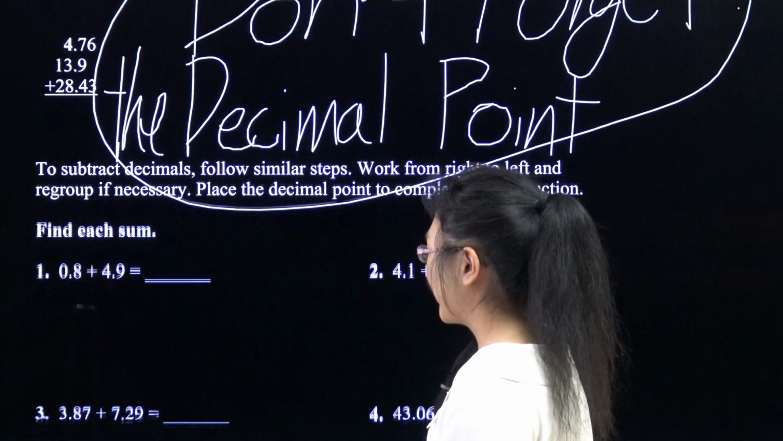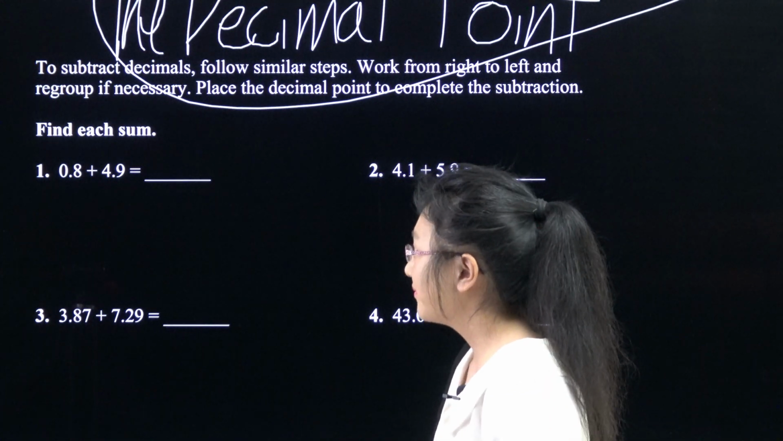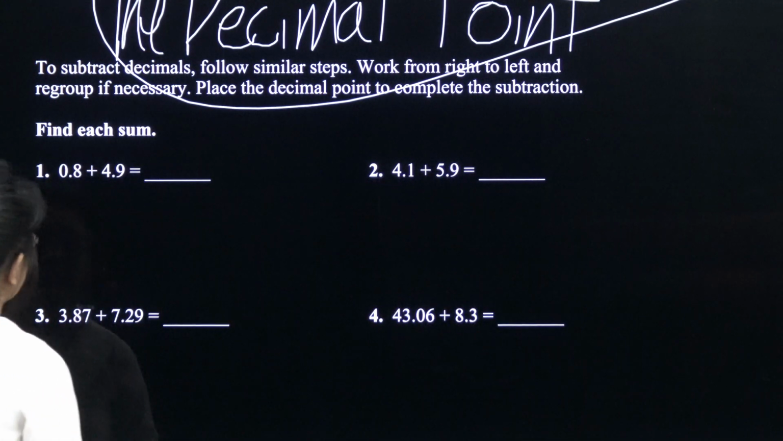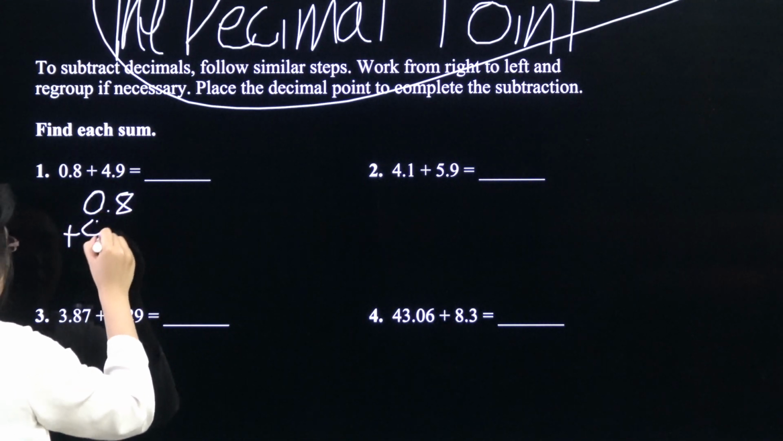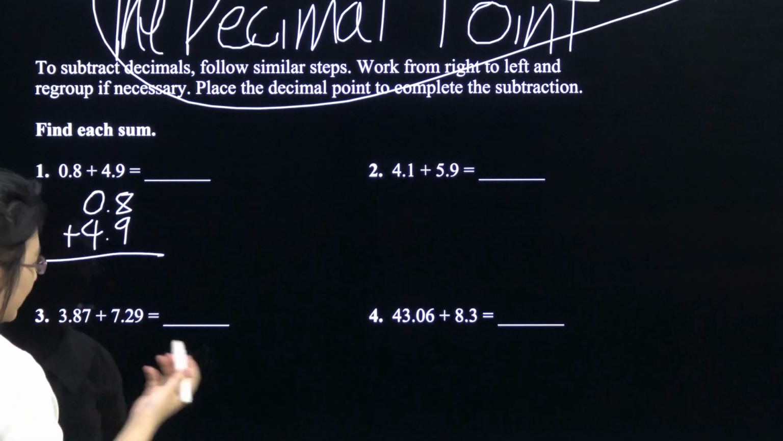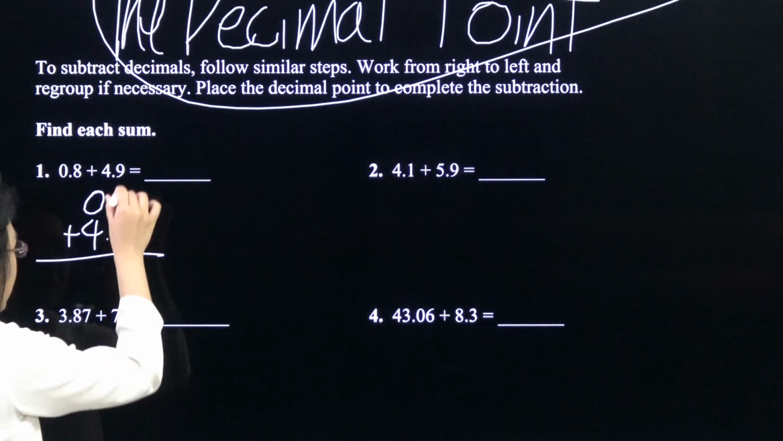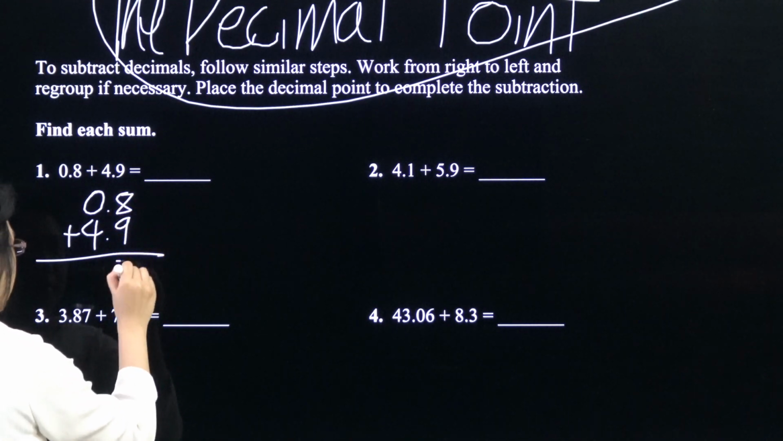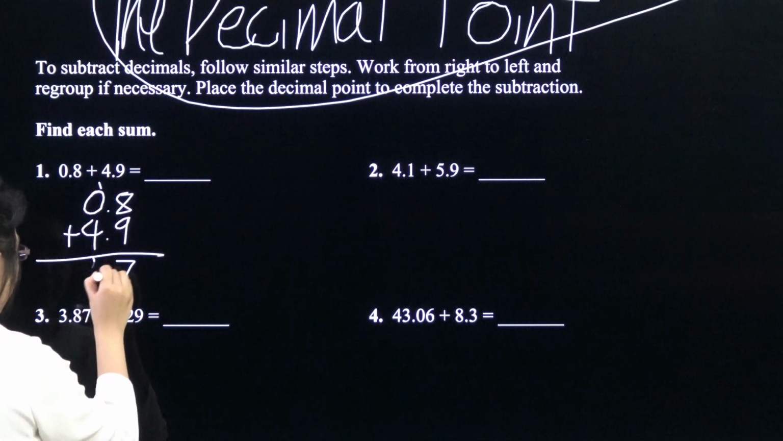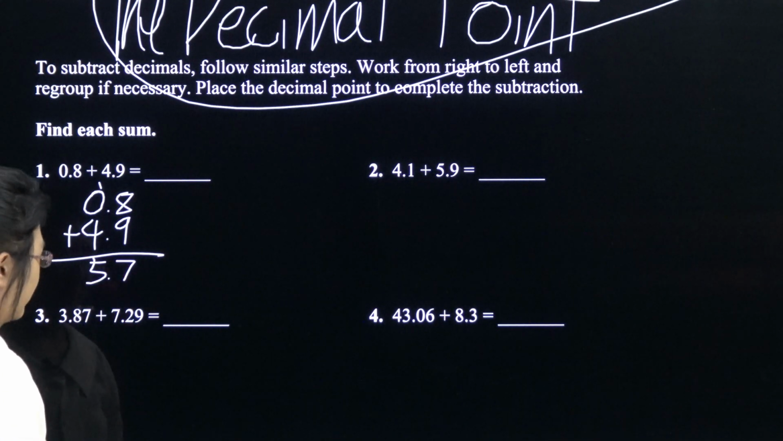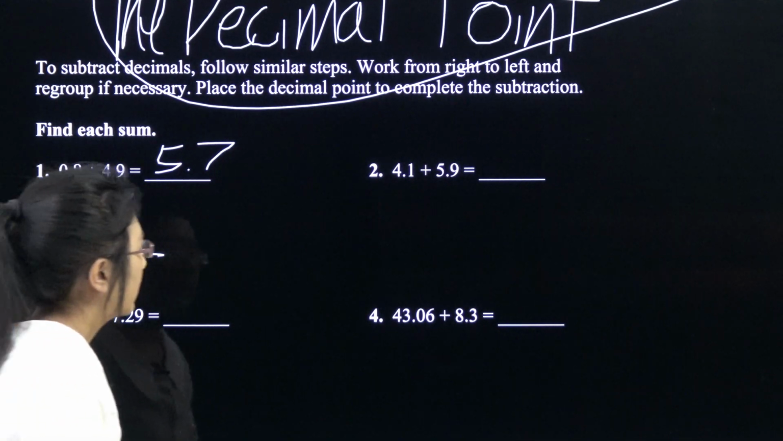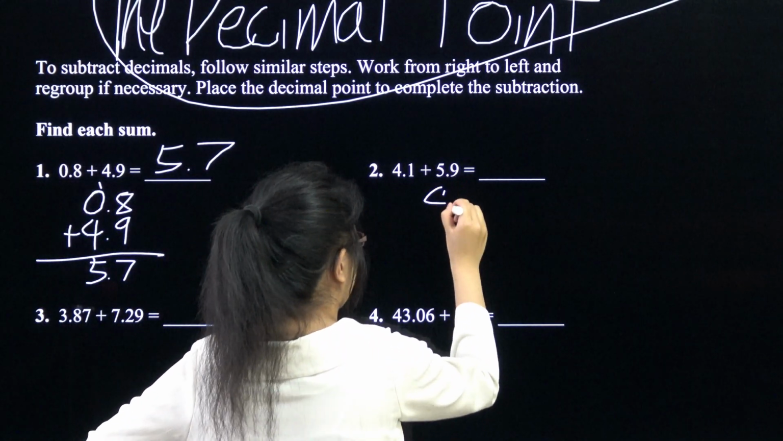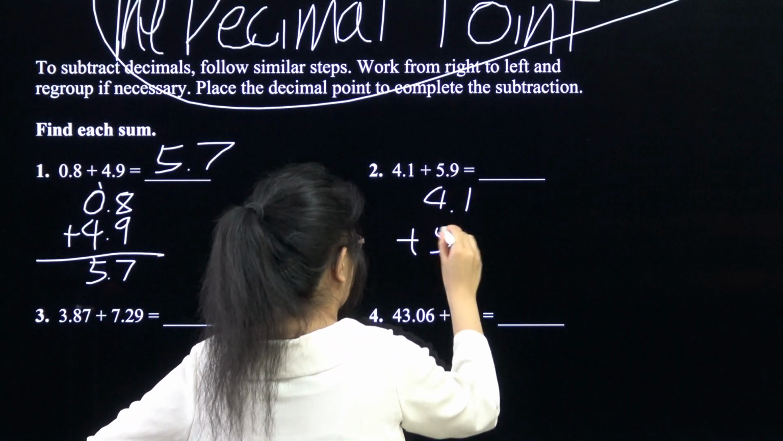Now let's do some practice problems. Find each sum. 0.8 plus 4.9. Everything's lined up. So you just add 8 plus 9 equals 17. You regroup, and then you add on the decimal point. 5.7.